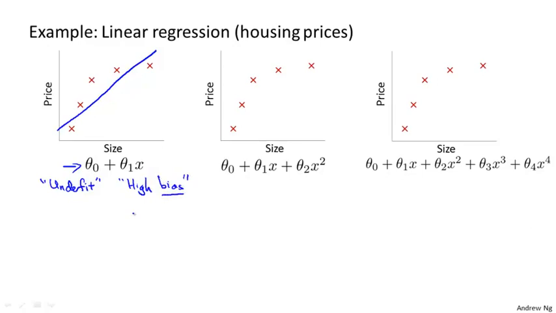Both of these roughly mean that it's just not even fitting the training data very well. The term bias is kind of a historical or technical one, but the idea is that if we're fitting a straight line to the data, then it's as if the algorithm has a very strong preconception, or a very strong bias, that housing prices are going to vary linearly with their size. And despite the evidence to the contrary, its preconception, or bias, still causes it to fit a straight line, and this ends up being a poor fit to the data.